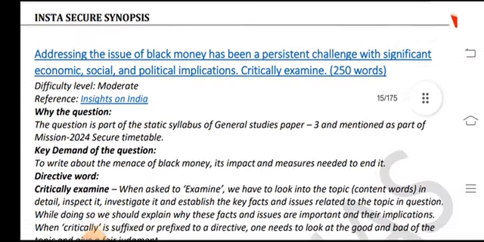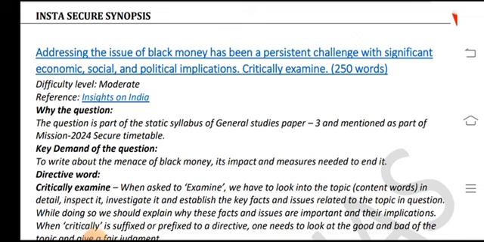Addressing the issues of black money has been a persistent challenge with significant economic, social, and political implications.